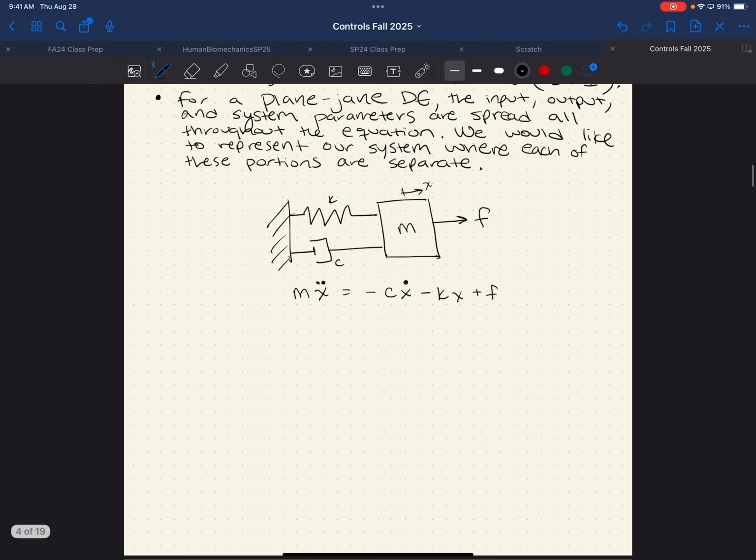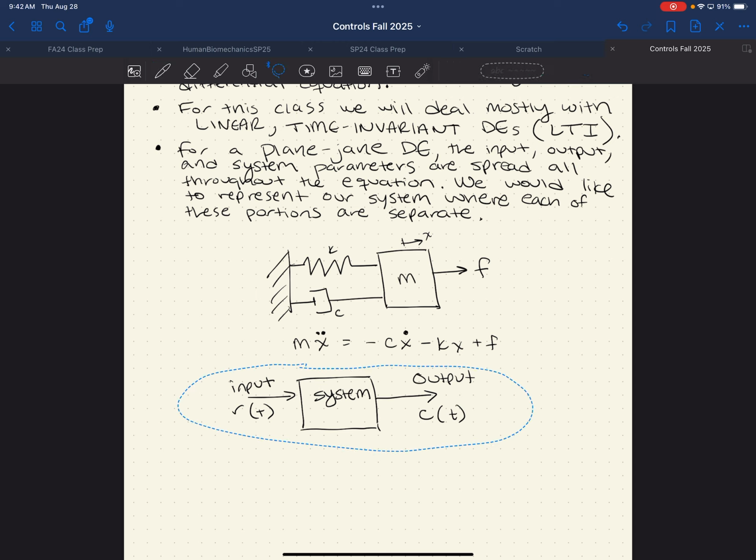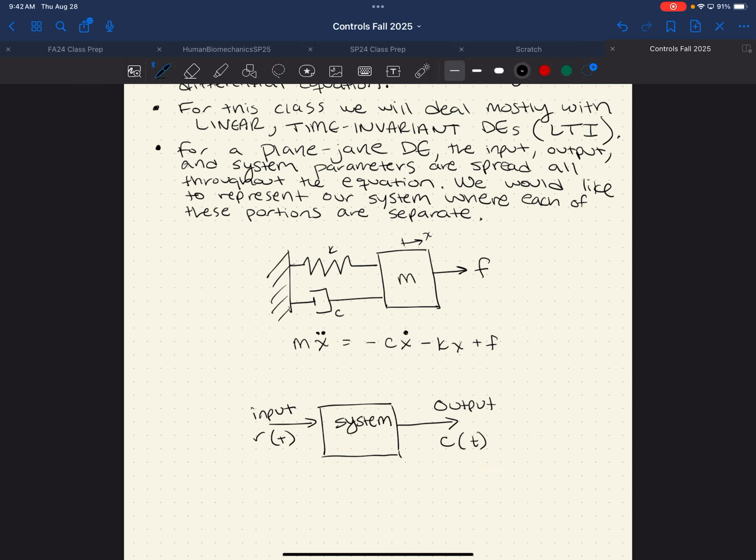Okay, so also last class, I believe I drew a very simple block diagram. I said, with a block diagram, we like to represent our system as having some input, and we called this our reference, and some output, which is some controlled variable. And in the middle, we have something that represents our system. Okay, so this is a very, very simple block diagram, but the way that our differential equation is written here, we can't really get it into this form.